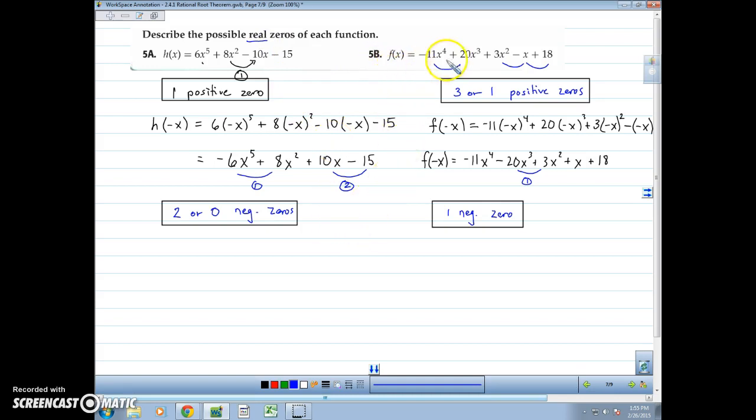For 5b, we have 1, 2, 3 sign changes. So make sure you caught all of them in this polynomial. That means you have 3, or remember, some even number less than that. So all of your even numbers less than 3 would just be 1.